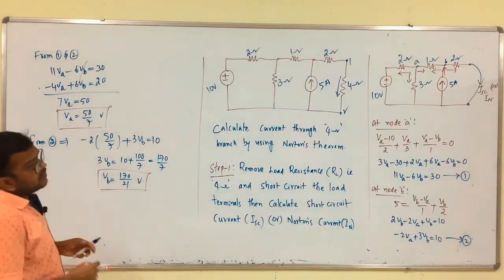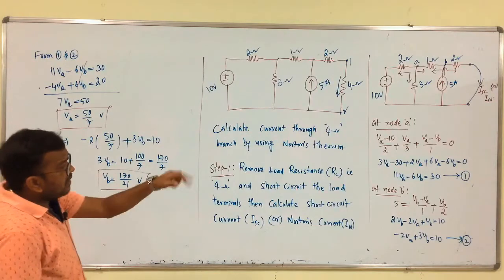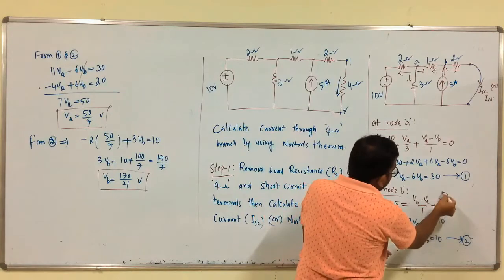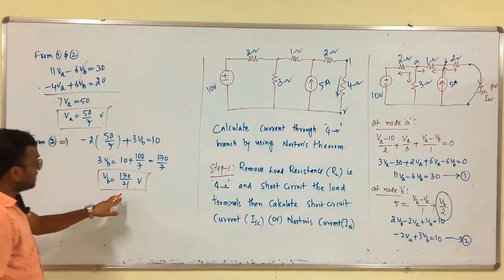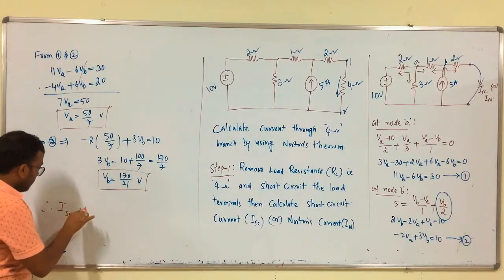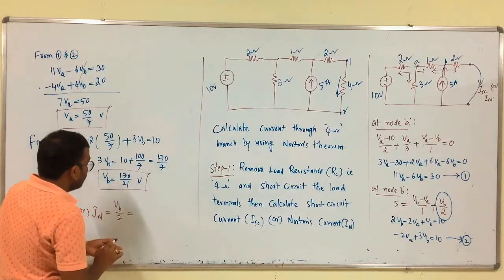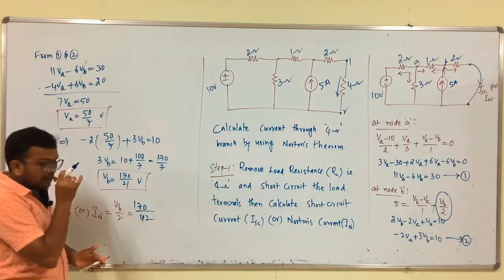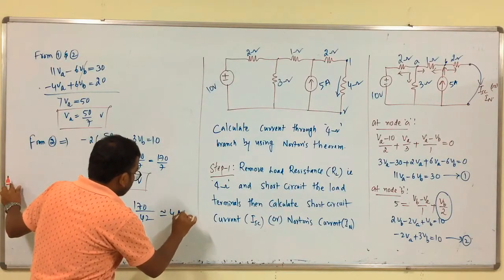Okay. So, what is the value of current? That is ISC, which is nothing but V B by 2. This is the current we want to calculate, ISC, that is V B by 2. Therefore, ISC or IN is equal to V B by 2, which is equal to 170 by 42. 170 by 42, approximately we will get 4 amps.